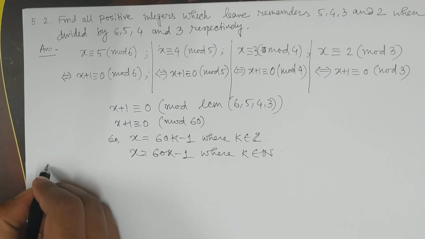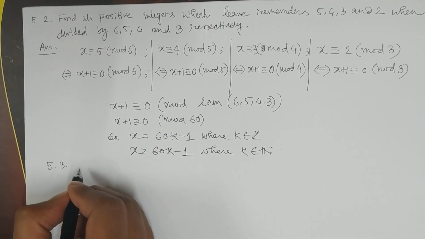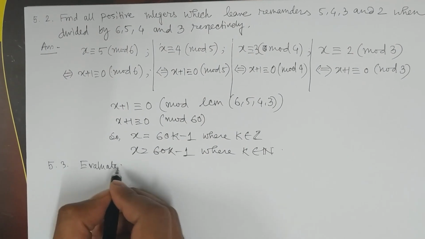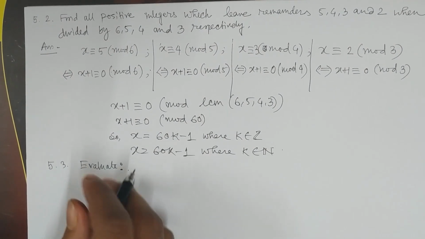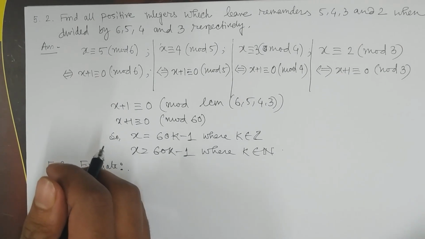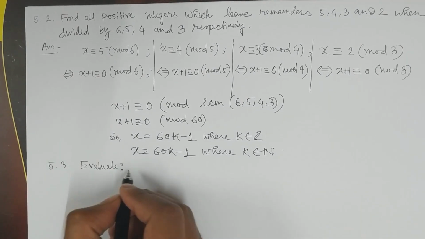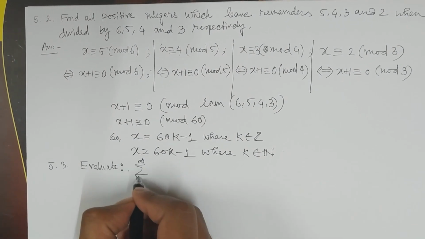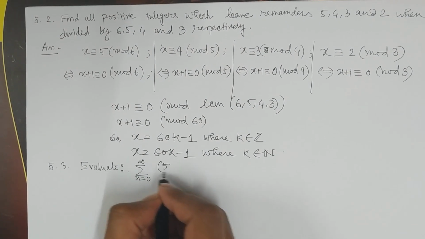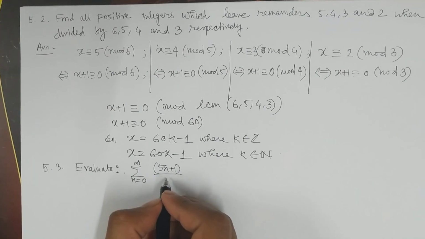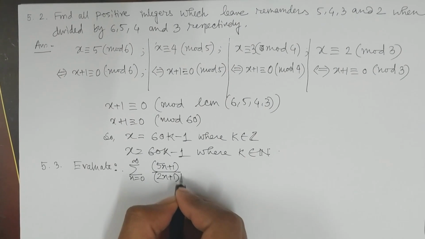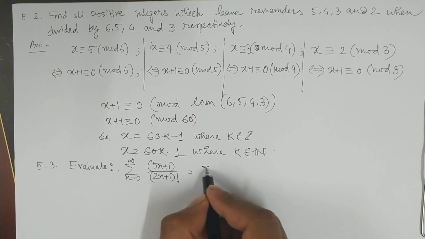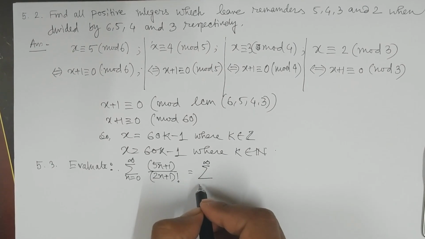We now move to our next question, which is question number 5.3. We are asked to evaluate the sum, n equal to 0 to infinity, (5n plus 1) by (2n)! plus 1. So how do we solve it? It is again a class 12 problem.